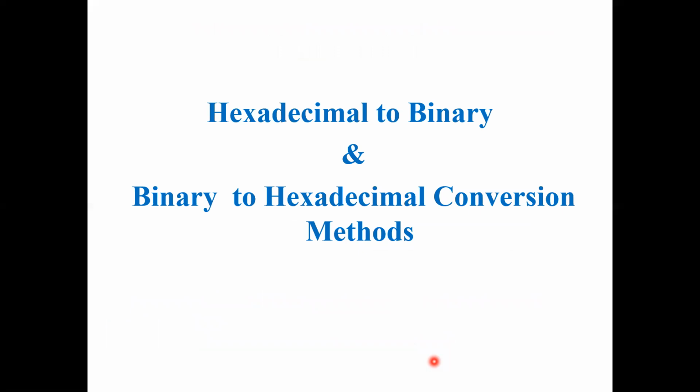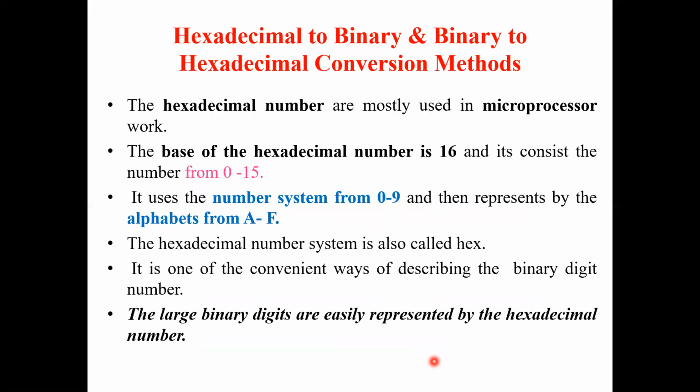Now we will convert a hexadecimal to a binary and then again a binary to a hexadecimal number. Why do we go with the hexadecimal number? Because later when you study microprocessors, you will see that a microprocessor goes for a hexadecimal representation. The base of hexadecimal is 16. We have the numbers from 0 to 9 and the alphabets A to F.